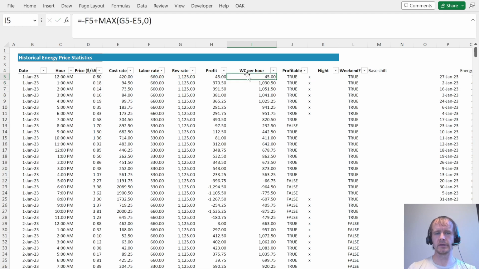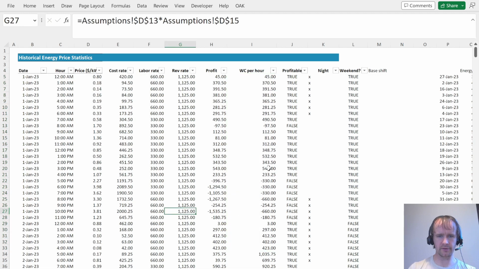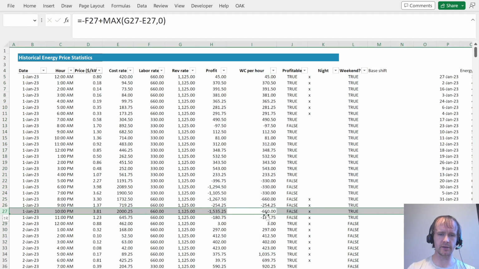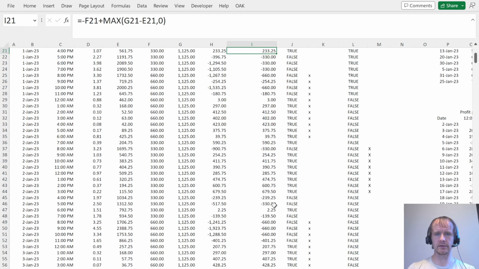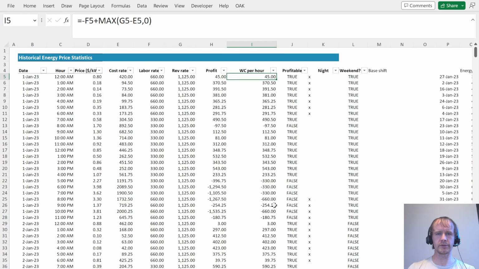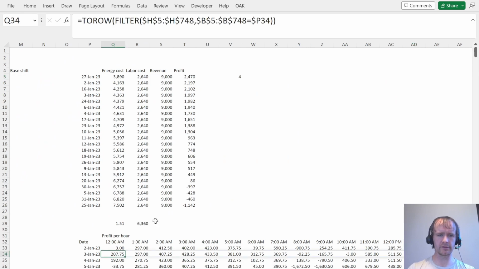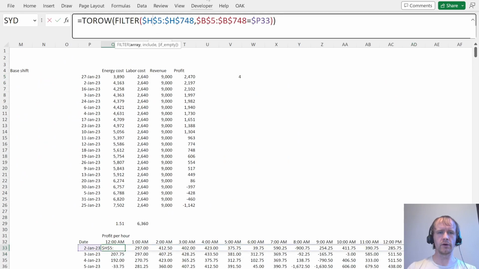So in other words, if the energy costs are greater than my labor costs, so let's find one like here, for example, energy costs are greater than my labor costs, the best I can do if I'm running this shift is minus 660. I think that's actually what I need to optimize on. Worst case per hour, column I. And then I don't think I need a second thing. I think that's just it. So filter I.